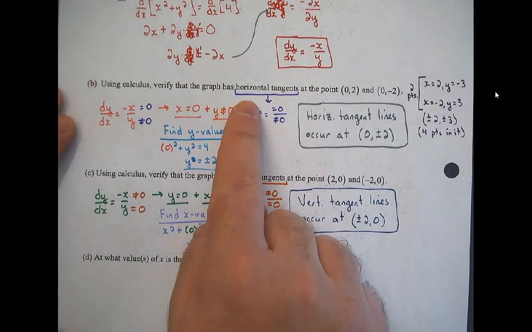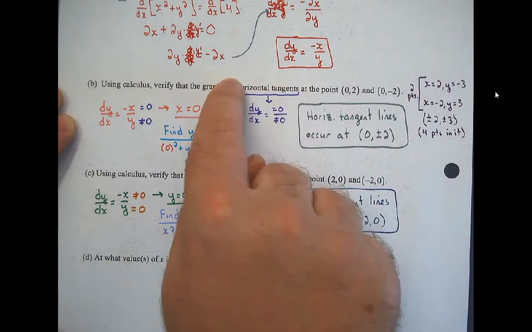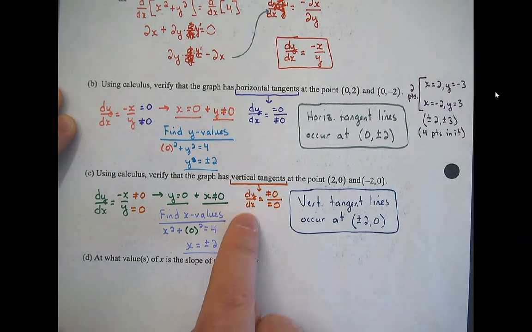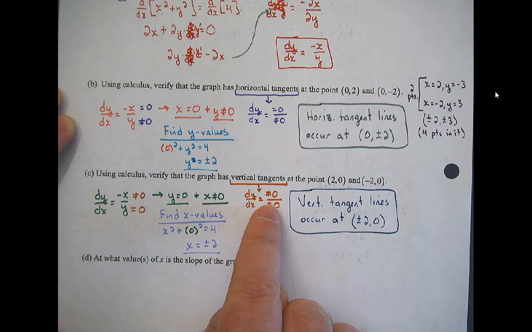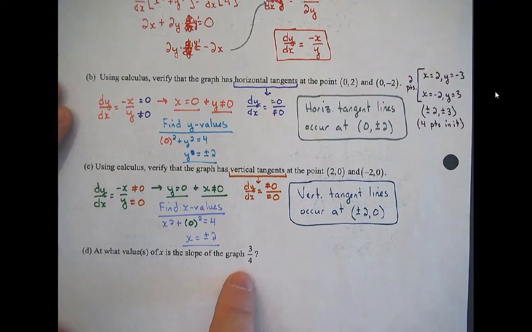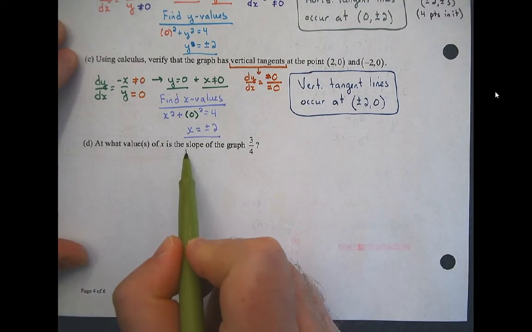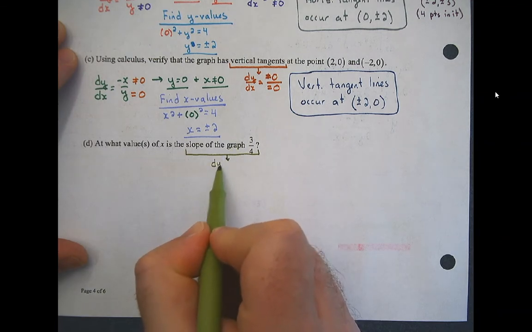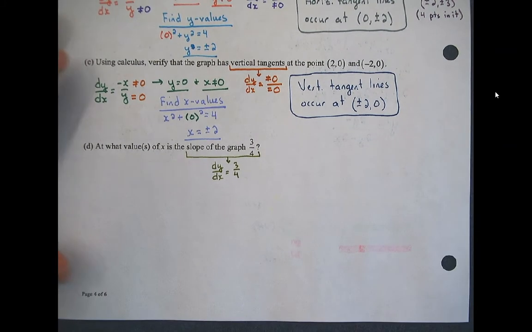Now you've got to remember, what does a horizontal slope look like? Horizontal lines have a slope of 0. They go horizontally, there's no change from left to right. Vertical lines have undefined slope, which is a vertical asymptote, which means you've got to have a 0 on the bottom. If you want your slope to be 3/4, I would just take my slope and set it equal to 3/4. So here, if I want the slope to be 3/4, then I would take dy/dx and set it equal to 3/4.